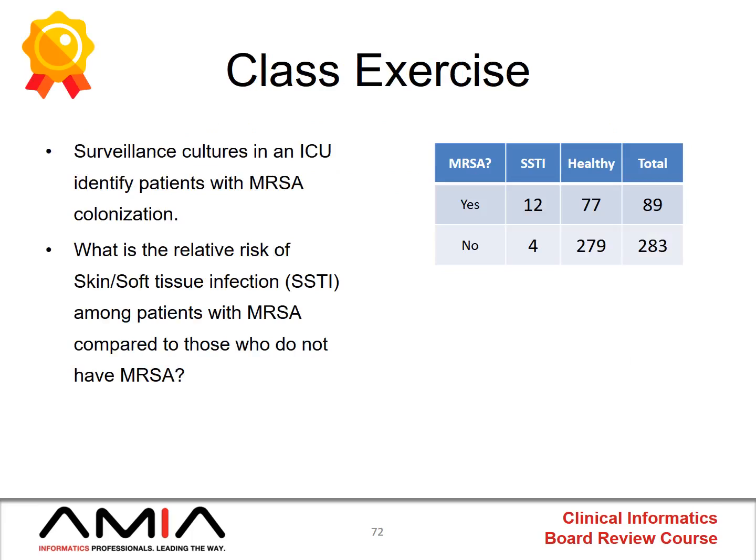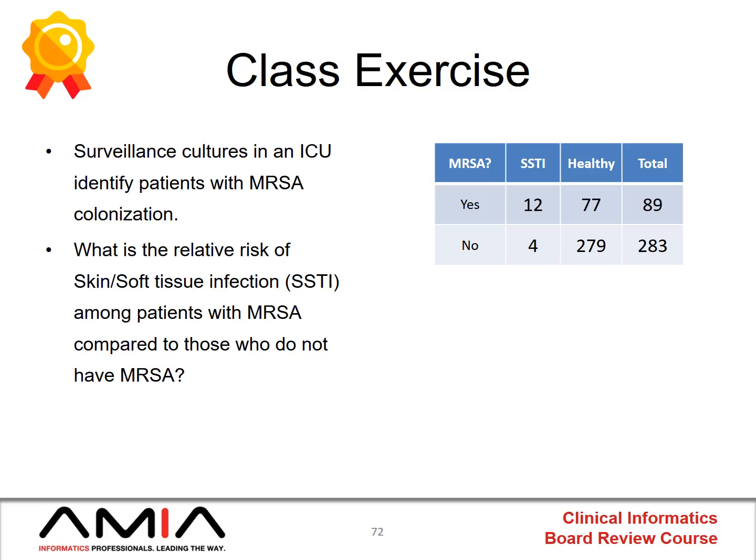So let's look at surveillance culture. Let's look at a specific example. We're looking at surveillance cultures in an ICU used to identify patients with MRSA, or methicillin-resistant Staph aureus, colonization. And I want to know, what's the relative risk of skin and soft tissue infections, or SSTIs, among patients with MRSA compared to those who do not have MRSA? So in this example, MRSA is the exposure, and the SSTI is the disease state.